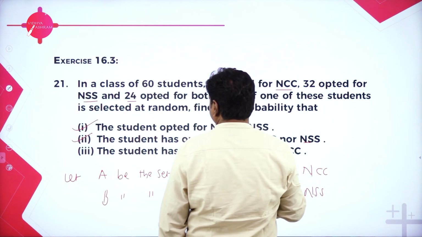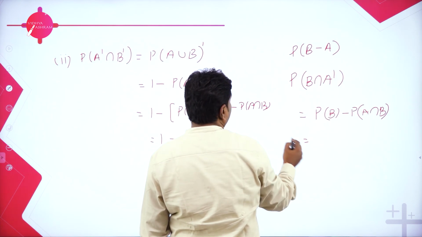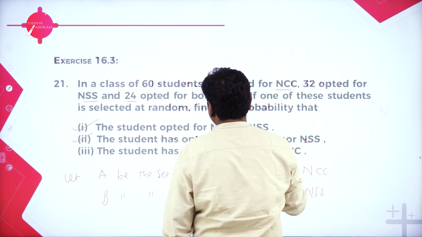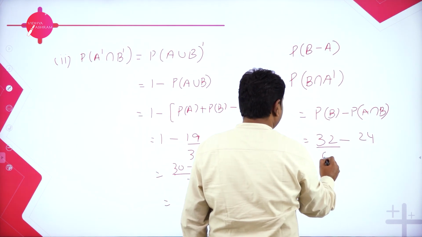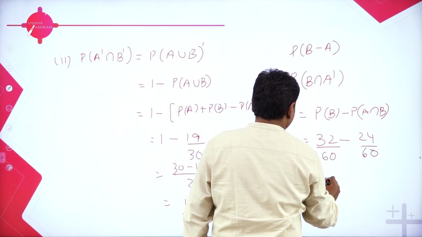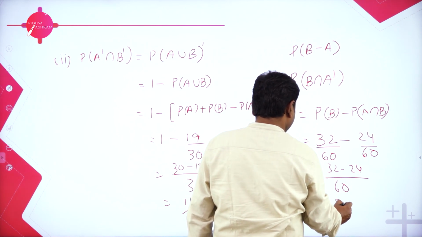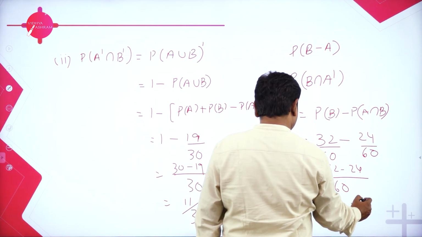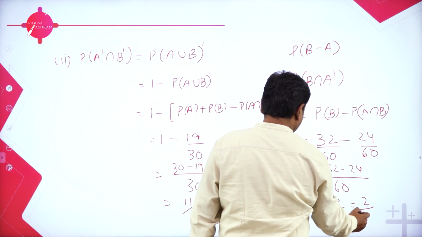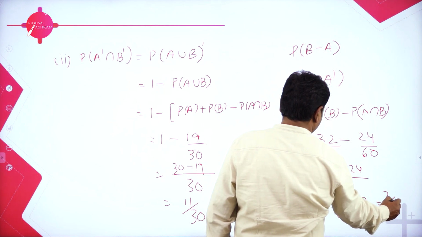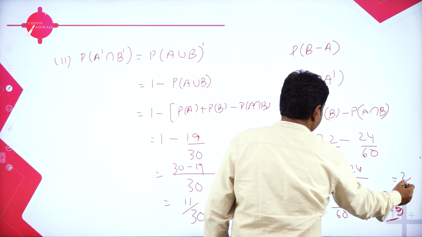So how many opted NSS? If you see, they have given 32 opted NSS. And how many opted both? They gave 24. So probability means what? Favorable by total. So if you take LCM it is 32 minus 24 gives you 8 by 60. That is 4 2s are 8, 4 15s are 60, so 2 by 15. This is the probability.